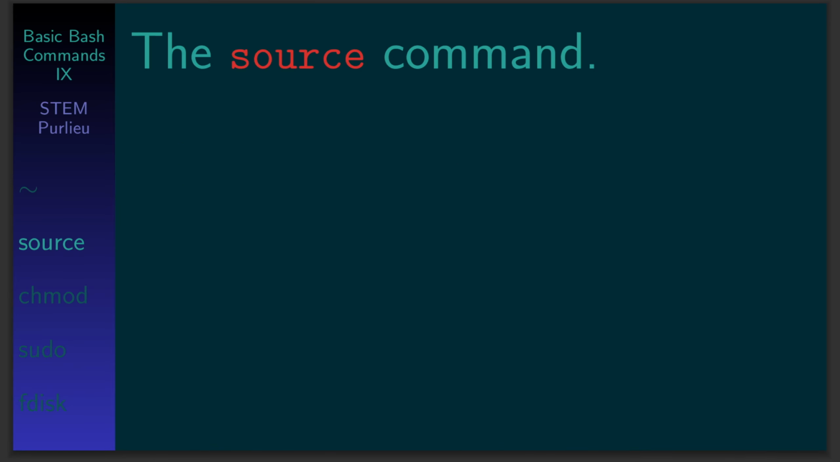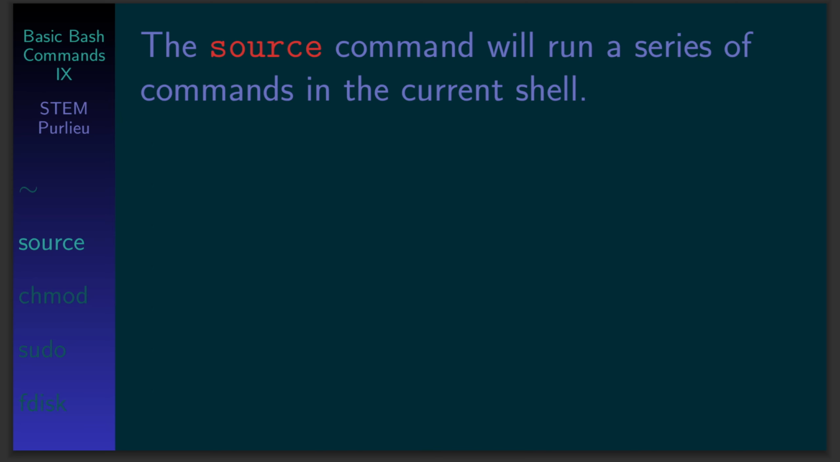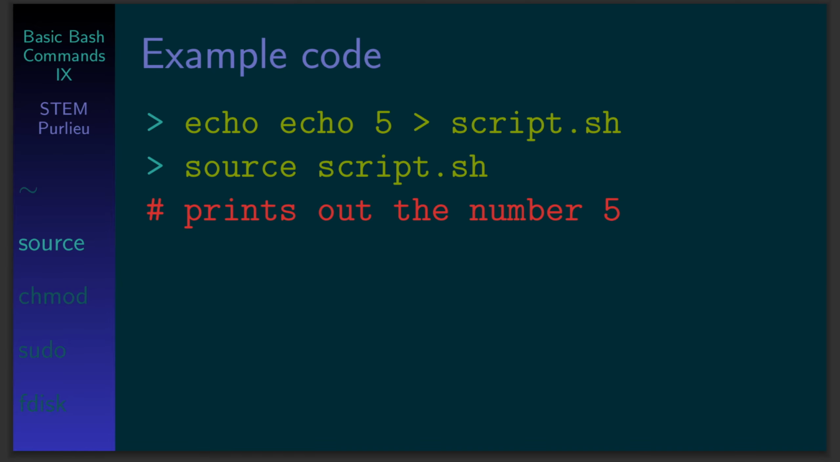Now let's look at the source command. The source command runs a series of commands inside the current shell. This is similar to saying ./command. Here's some example code. If we echo the command echo 5 into the script.sh, we can use the source command to say source script.sh and we get the number 5.